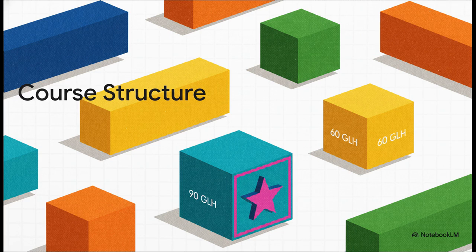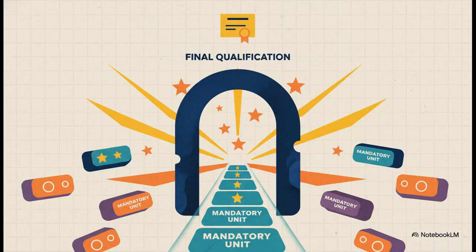But here's the part you absolutely cannot forget. A couple of these units are mandatory. And I am not kidding when I say mandatory. Seriously, you could get a distinction on everything else, but if you don't pass the mandatory ones, you don't get the qualification. Period. Think of them like the gates you have to get through to succeed.